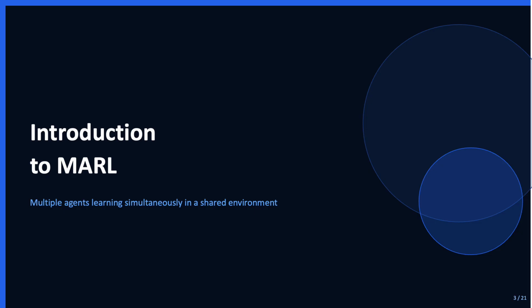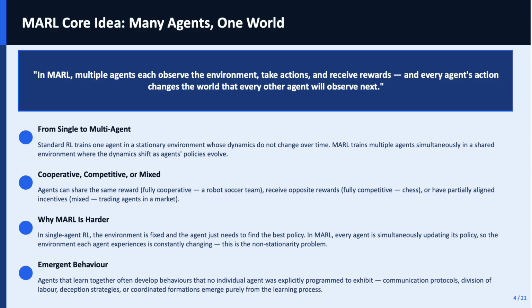Introduction to MARL: multiple agents learning simultaneously in a shared environment. The introduction to multi-agent reinforcement learning requires resetting some intuitions in terms of learning. In reality, the intuitions build up through single agent study. In single agent study we have one agent, whereas here there are several agents working in tandem.